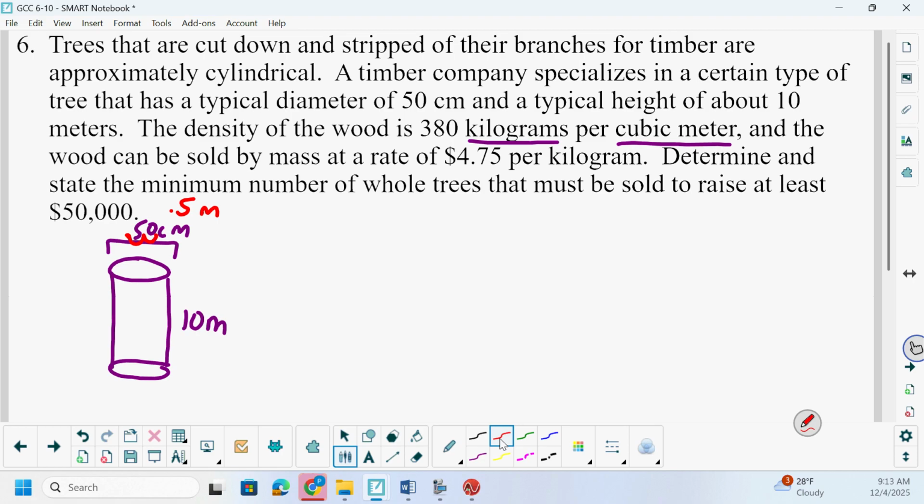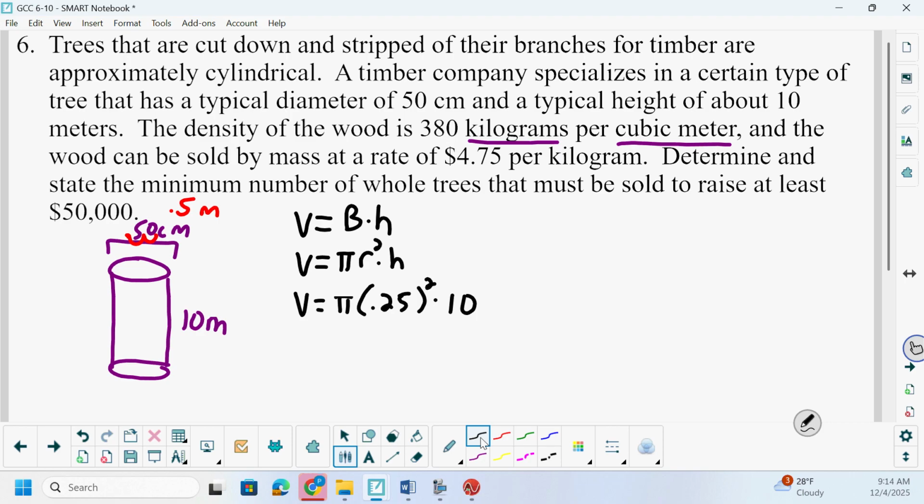We need to recognize that the unit is cubic meters, and that guides us to know we should do a volume. So from our reference sheet, we'll use the volume of the cylinder formula, which is capital B times H. We always need to replace capital B with the actual area formula for that base shape, which is a circle in this case. So our volume is pi times, if 0.5 is the diameter, our radius, half that, is 0.25 squared, and then times the height, that was 10 meters.